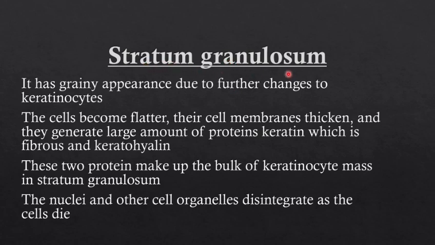Next layer is stratum granulosum. It has a grainy appearance due to further changes to keratinocytes. The cells become flatter, their cell membranes thicken, and they generate large amounts of the protein keratin, which is fibrous, and keratohyalin. These two proteins make up the bulk of the keratinocytes which mass in the stratum granulosum.